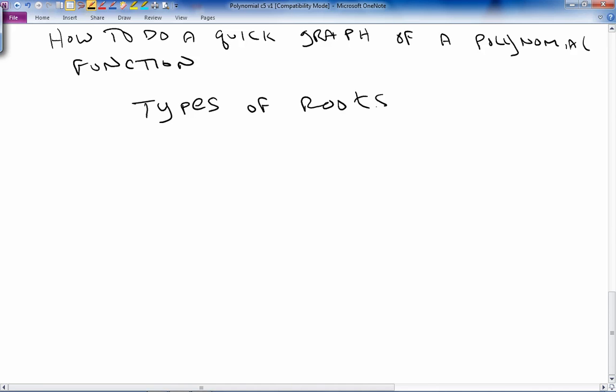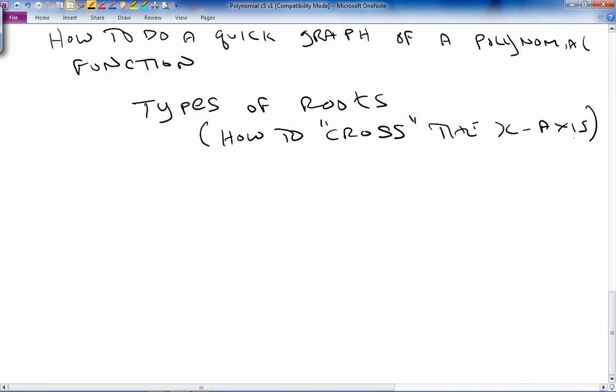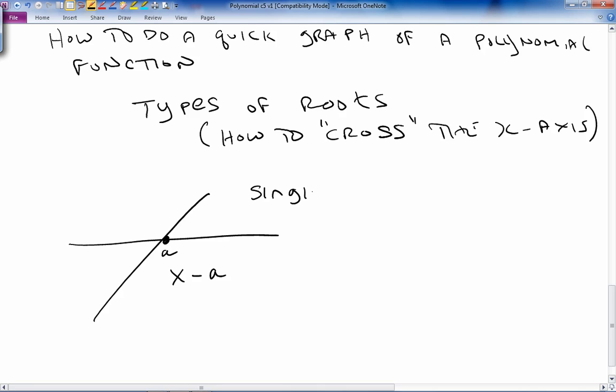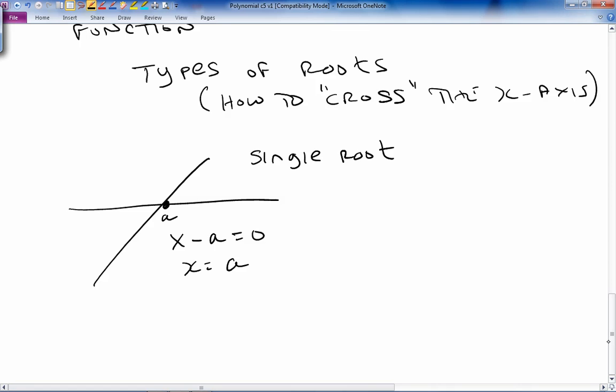types of roots. How does it cross the x-axis? Three types of roots. X minus a if that's a. This is called a single root. Goes straight through the x-axis. This is the x-axis.